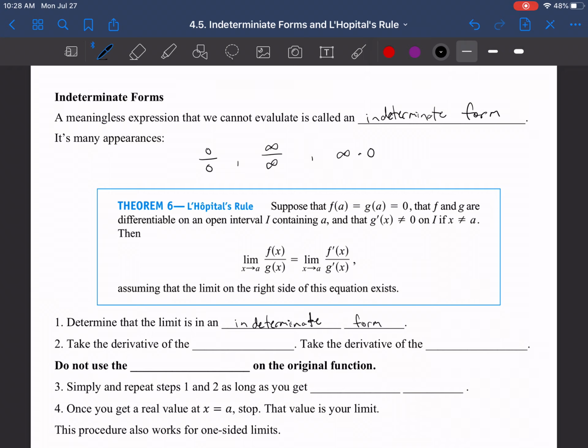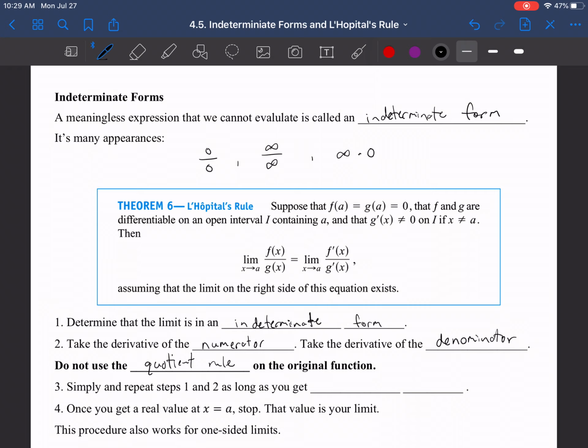So take the derivative of the numerator, take the derivative of the denominator, and do not use the quotient rule, all right, of the original function.